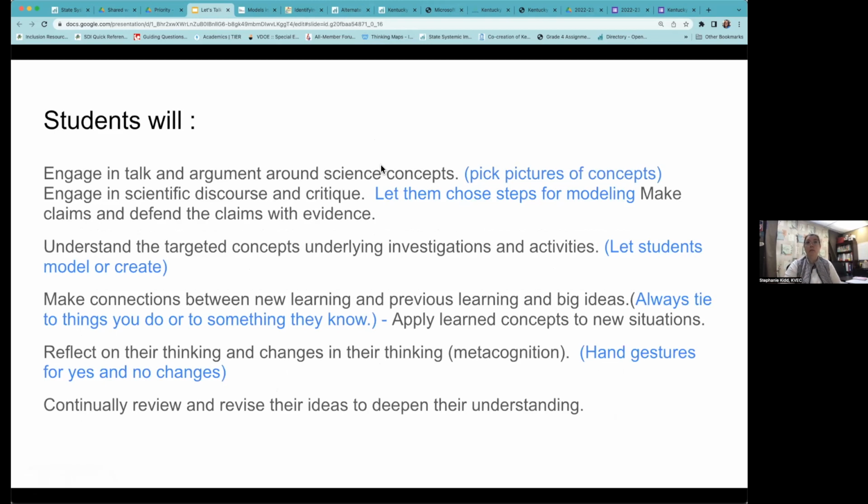Again, we're going to say they're going to talk. They may have to pick pictures, right? They're going to pick pictures that go with the concept you're talking about. Engage in the discourse and discipline, choosing that model, giving them a chance to talk about the steps, making claims, what's going to happen next, kind of like just a little prediction thing. Understanding the concepts and investigating, letting students create their own models.